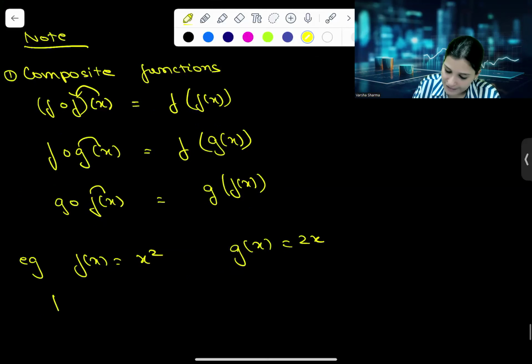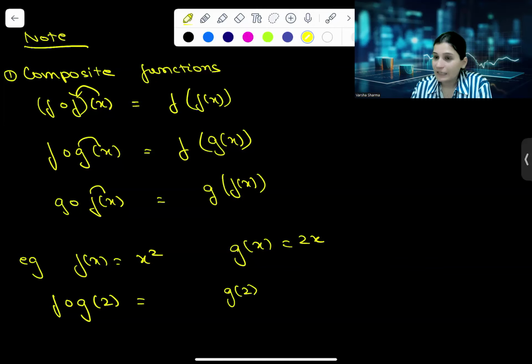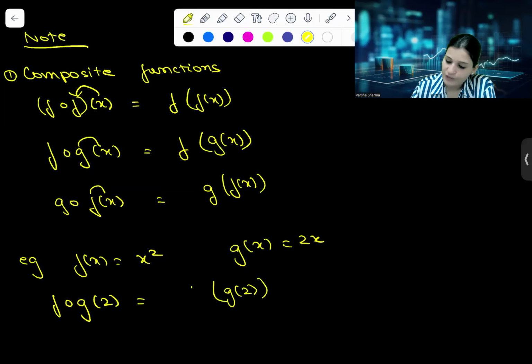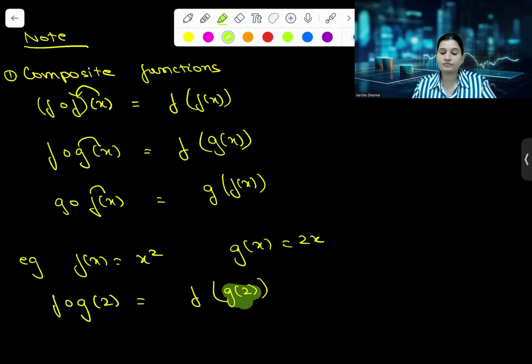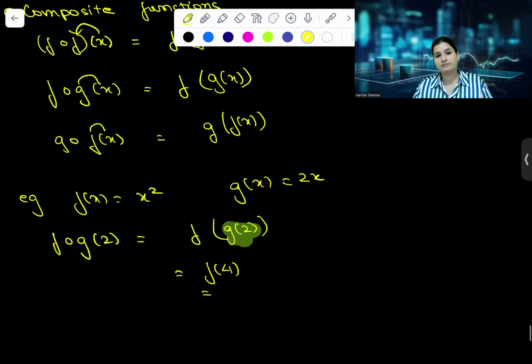So if I want to find f composite g of 2, we'll first calculate g of 2. Whatever I get, I'll then apply it to f. Can you tell me what is the answer of g of 2? 4. 2 into 2, 4. Now we will calculate f of 4. What is f of 4? 16. 4 square, 16.